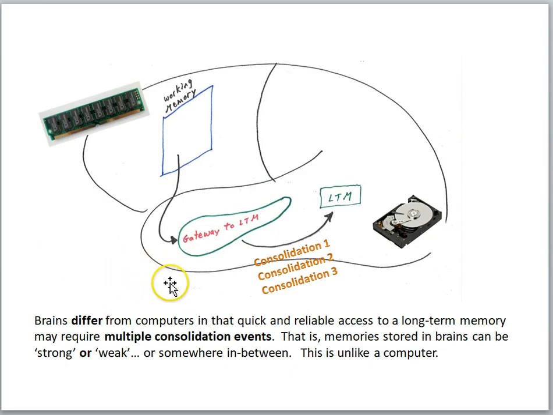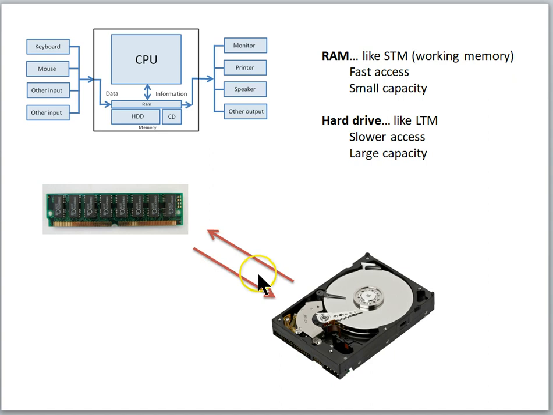Now, brains differ from computers in that the quick and reliable access to a long-term memory may require multiple consolidation events. That is, memories stored in brains can be strong or weak or somewhere in between, and this is unlike a computer. In a computer, bits of information stored on the hard drive are stored with the same, in a sense, quality as any other bit. So in other words, the strength of storage of one bit of information is the same strength of storage as every other bit of information on the hard drive. And this is a significant difference in the way computers and brains operate.